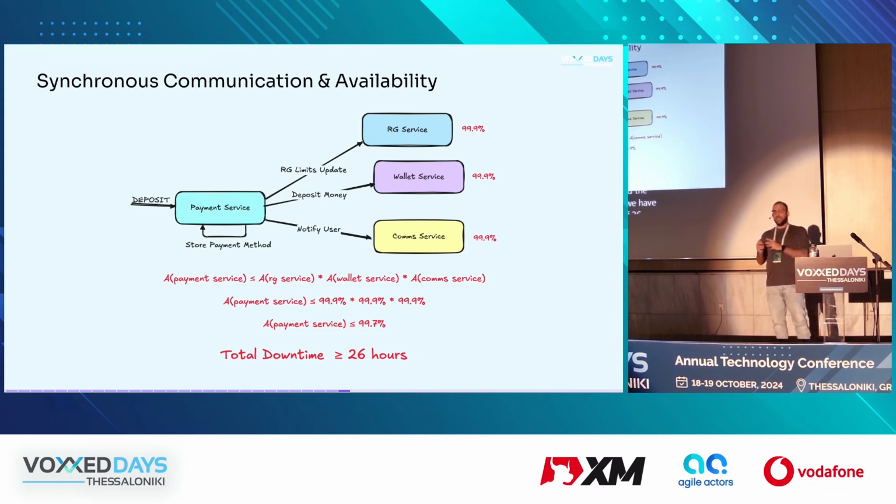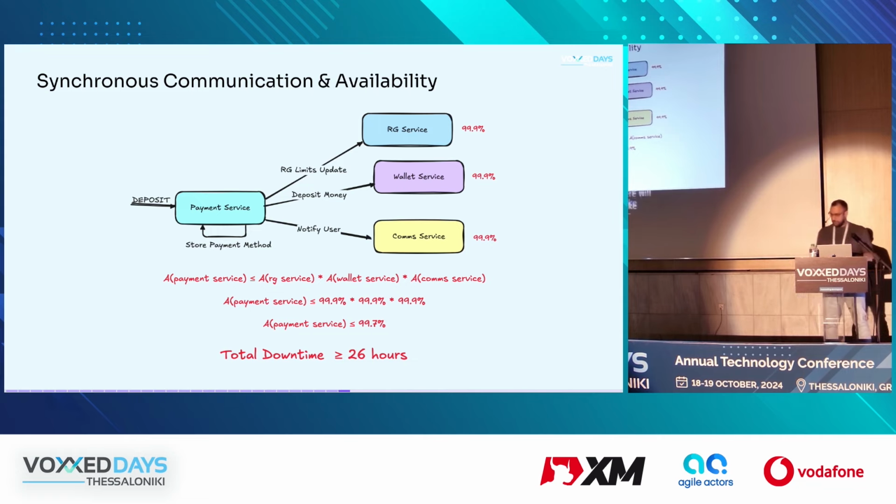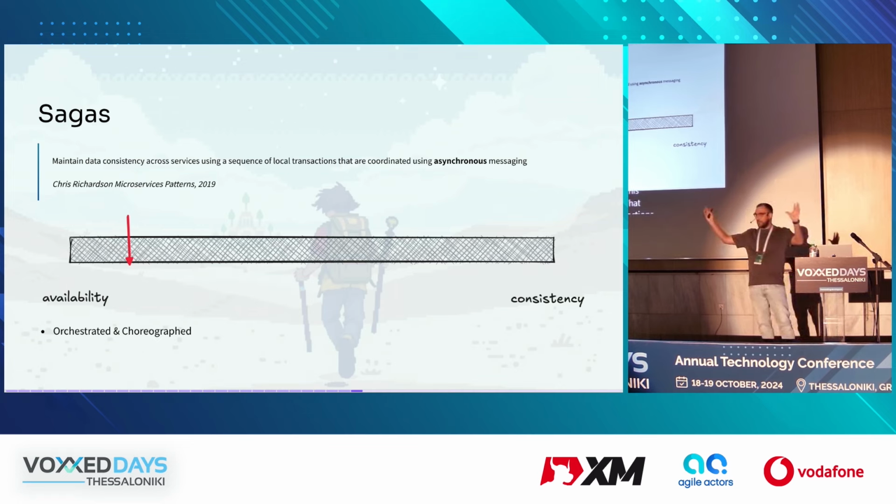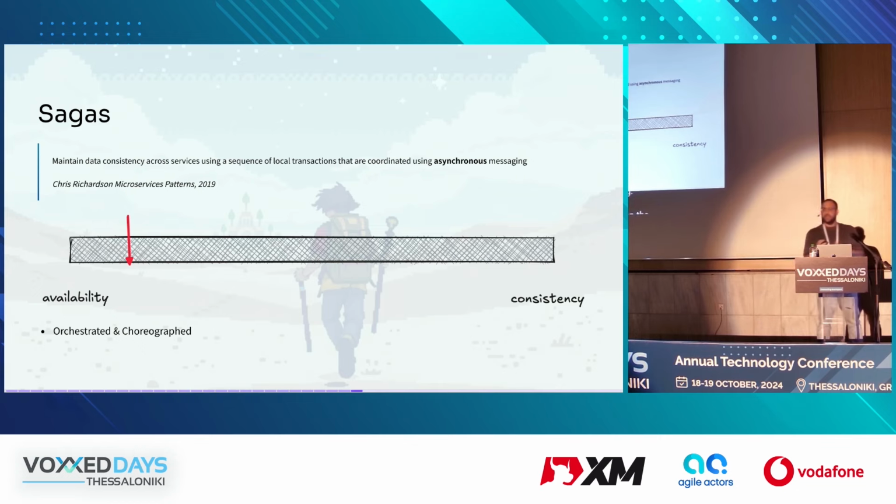Now, there are some cases, not many, but there will be some cases when it will make sense to try and squeeze some availability out of your architecture. And this is where sagas come in handy, which essentially is distributed transactions over asynchronous messaging. Again, if we imagine our CAP continuum, these tend to err on the side of availability, and they come in a choreography and orchestrated approach.